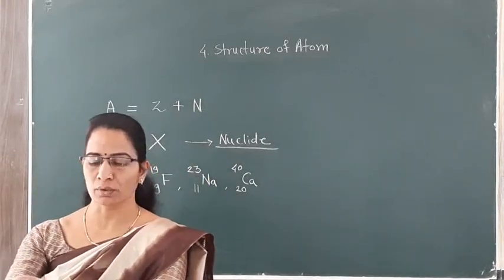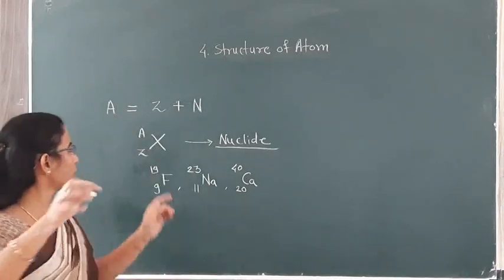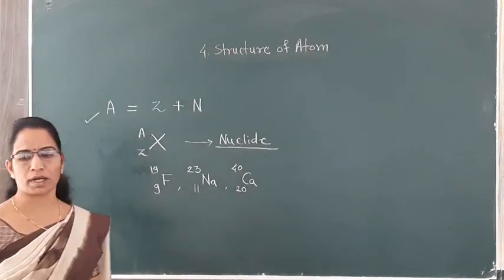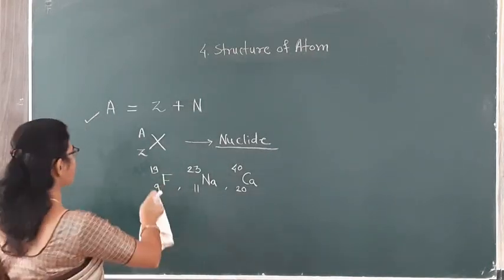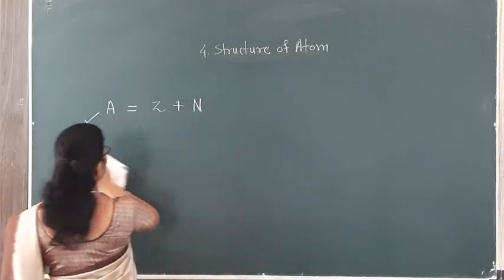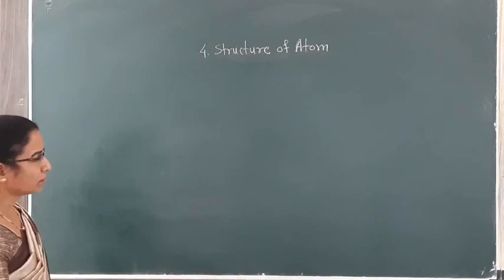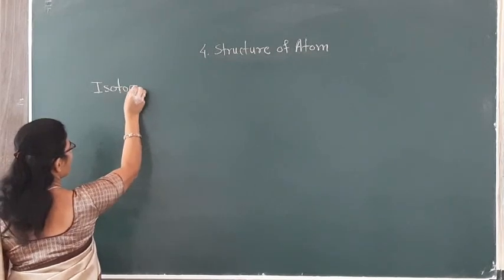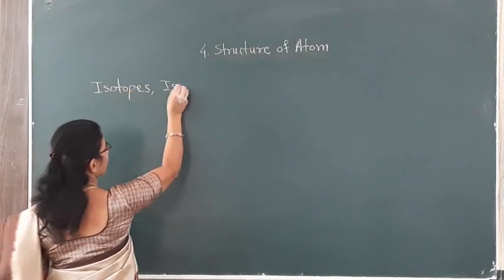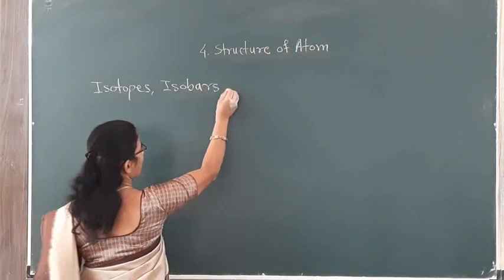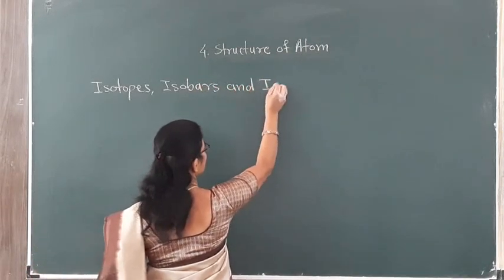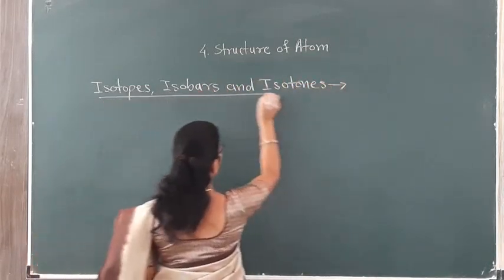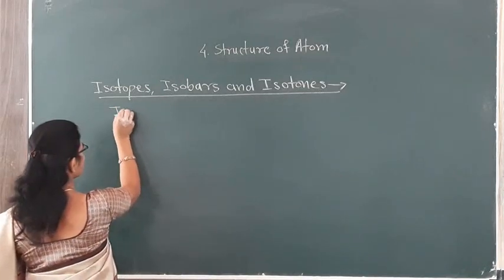Now in the previous lecture we saw how the number of neutrons present in any nuclide is calculated by using this formula. This is a simple formula, simple calculation. Now today we will see the concept of isotopes, isobars and isotones. Isotopes, let's see first.